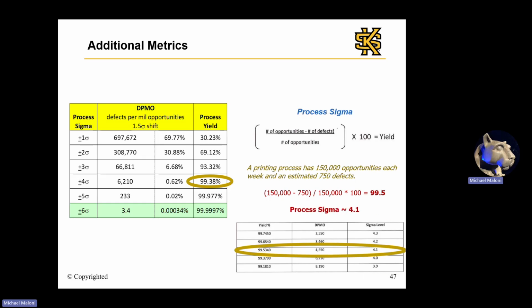It's a 4.1 sigma process with 99.5% process yield, which is fairly good. It's not 6 sigma though, so perhaps we can improve it with lean and/or DMAIC.